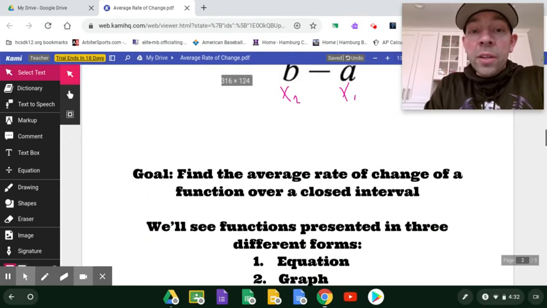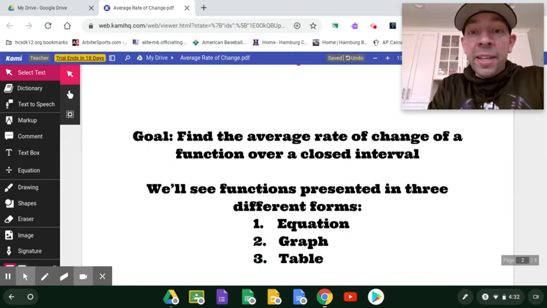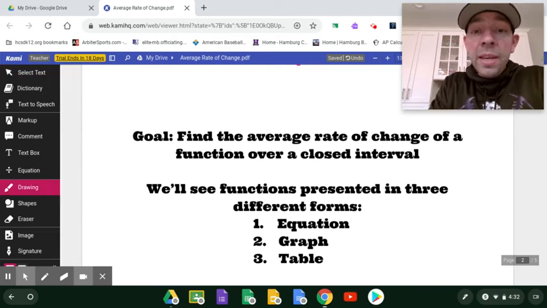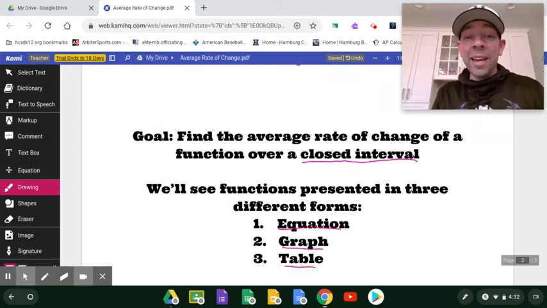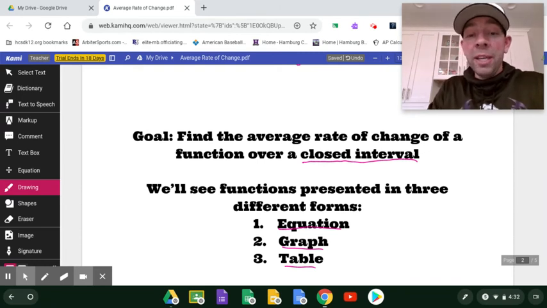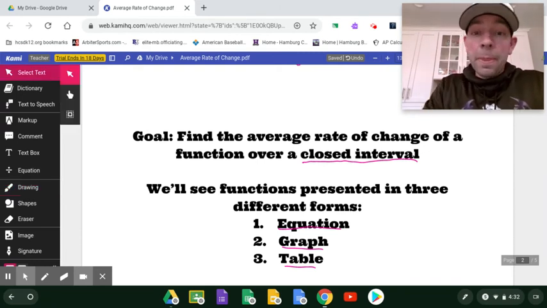All right. So again, our goal today is to find the average rate of change of a function over a closed interval. And basically that means from x equals 1 to x equals 3 or something like that. And we're going to see functions presented in 3 different forms today. We're going to see a function as an equation, as a graph, and as a table. We're throwing everything we can at you. And if you feel confident in those 3, there's nothing you can't tackle.